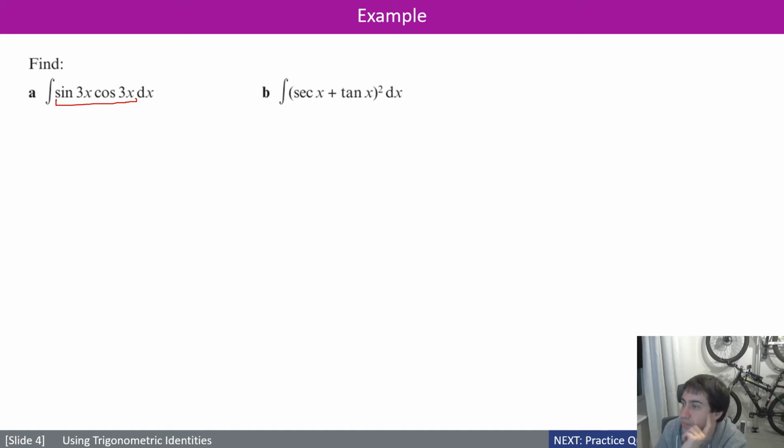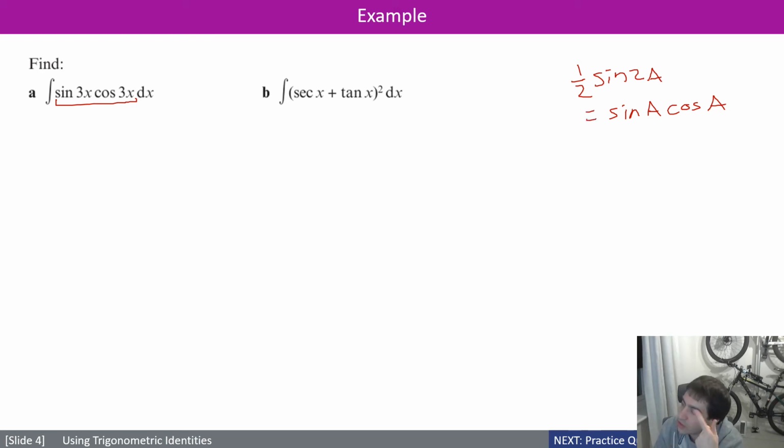So we remember that sine of 2A is equal to 2 sine A cos A. So if I multiply both sides by a half, I get a half sine 2A equals this, sine A cos A.